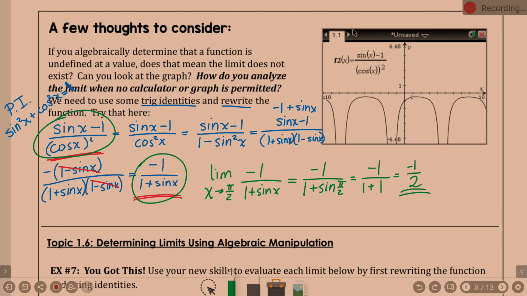And here's the deal, guys. They put a graph here, but the question was, can you look at the graph? How do you analyze? Well, this was as x approaches pi over 2. 3.14 divided by 2 is like 1.5, so it'd be about right here in the middle. Could you tell that was going to -1/2? I can't. If I have a graphing calculator in front of me and can manipulate it, sure, but to just look at a picture of a graph? No.